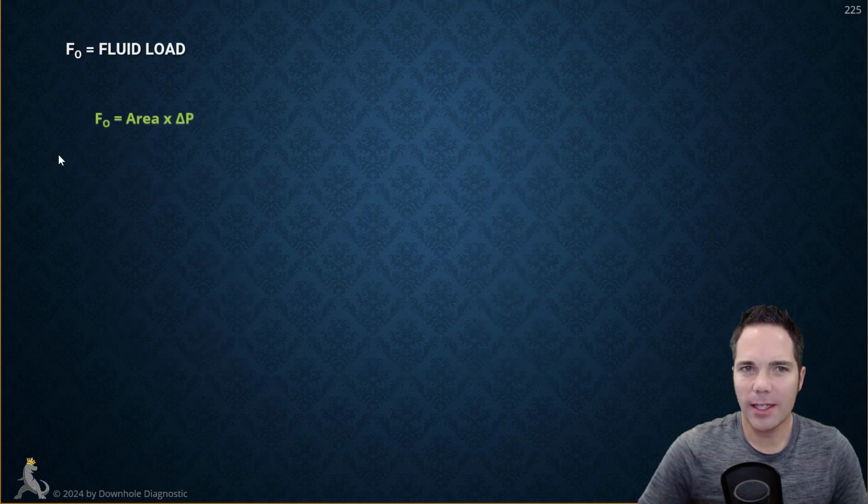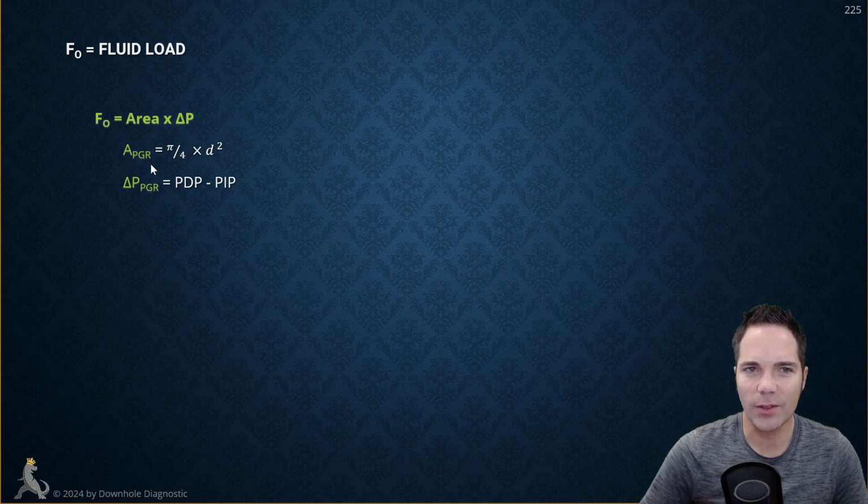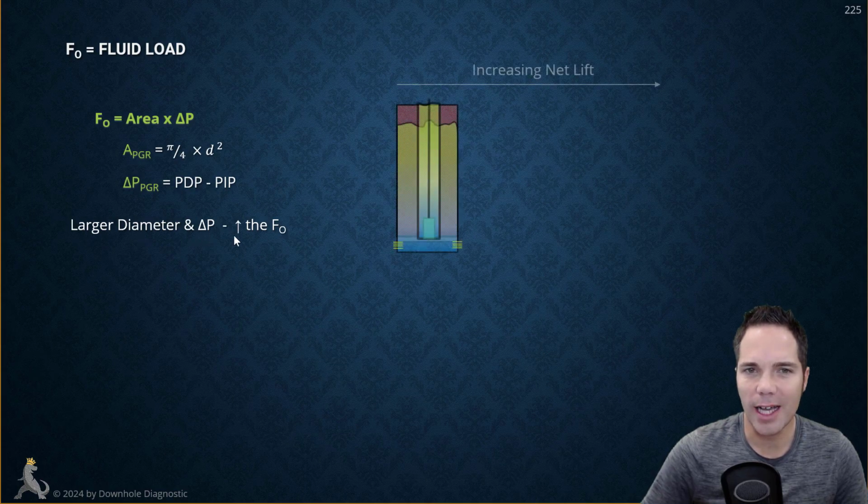So let's look at the fluid load here. Okay, fluid load equals area times pressure differential. We can all calculate the area of a circle with this equation. We know what the pressure differential is acting across the plunger, and this is actually the maximum pressure differential. Because when you're looking at it, you want to see what the pressure underneath the plunger is. Well, the maximum pressure differential is if the pump intake pressure is the pressure beneath the plunger. So the larger the diameter and the larger the pressure differential, the higher the fluid load.